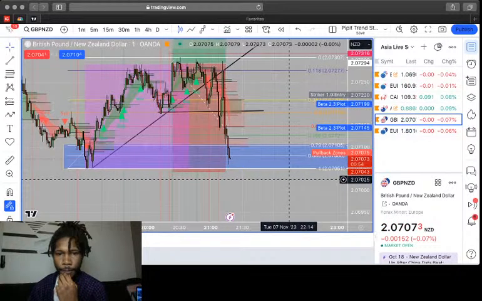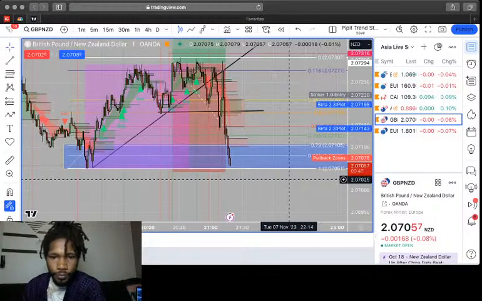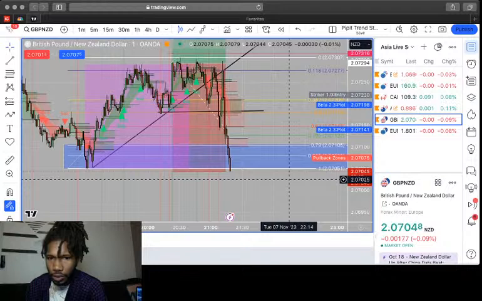So yeah, that's that. If GN continues to push down and breaks that low, that's just what it is. I'll get stopped out. Looks like we're about to get stopped out. And yep, we just got stopped out. So that's a loss.